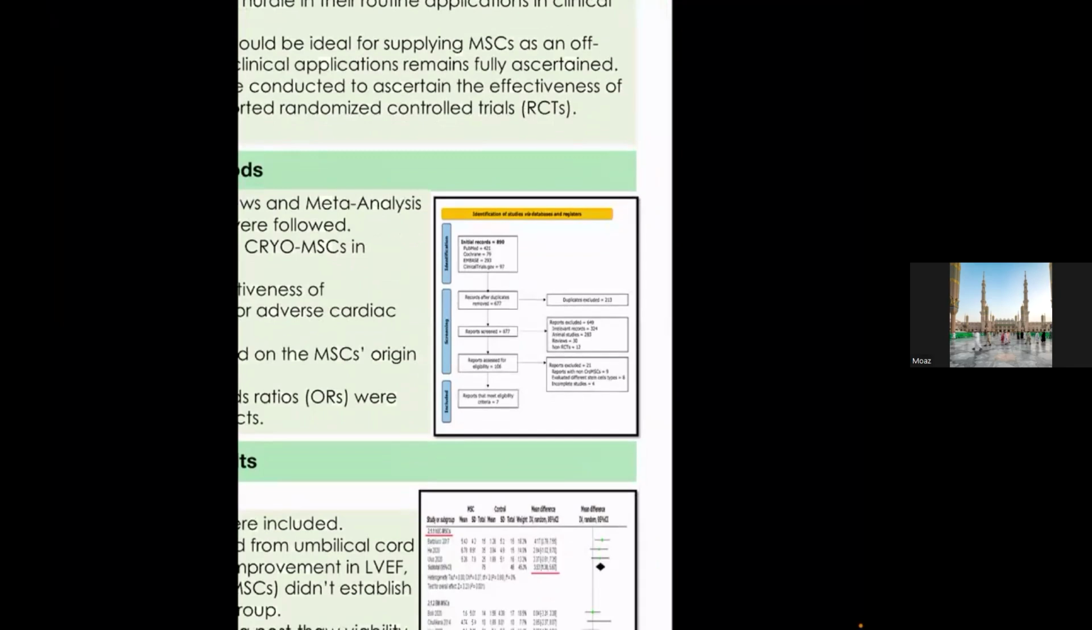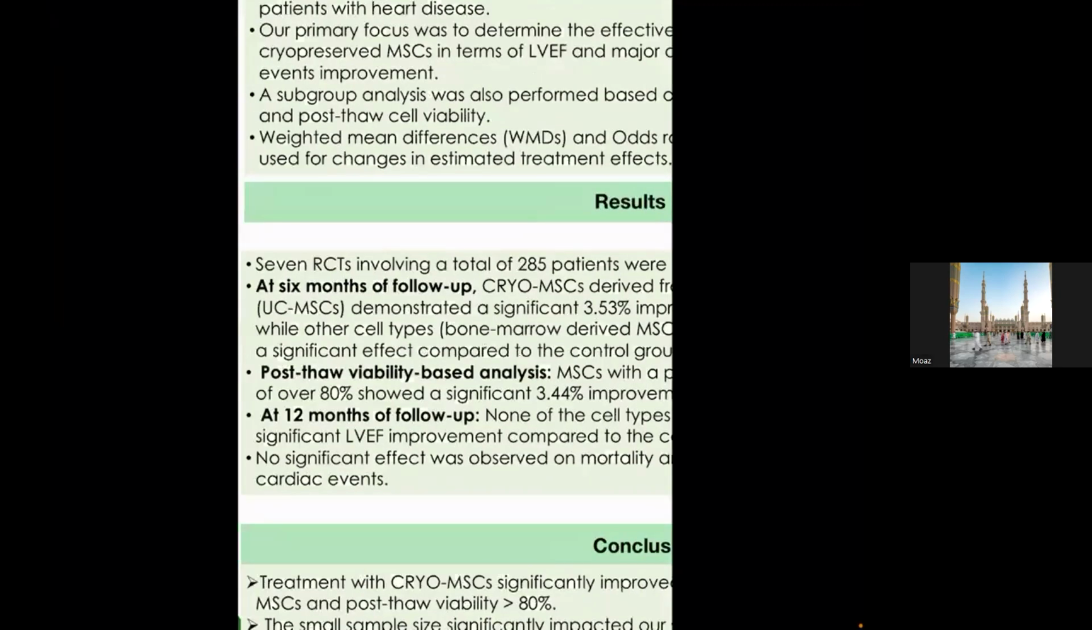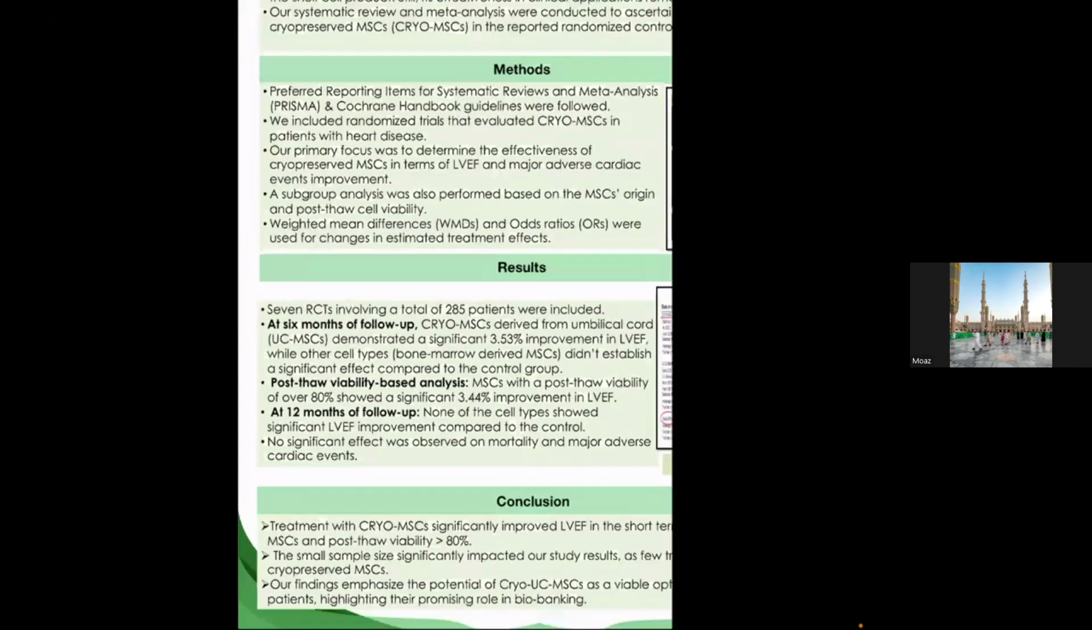This on the right side here shows the study inclusion process. We screened 4 databases, which were PubMed, Cochrane Library, Embase, and clinicaltrials.gov. After the application of our eligibility criteria and the abstract and full-text screening, we included 7 RCTs. So 7 RCTs involving a total of 285 patients were included.